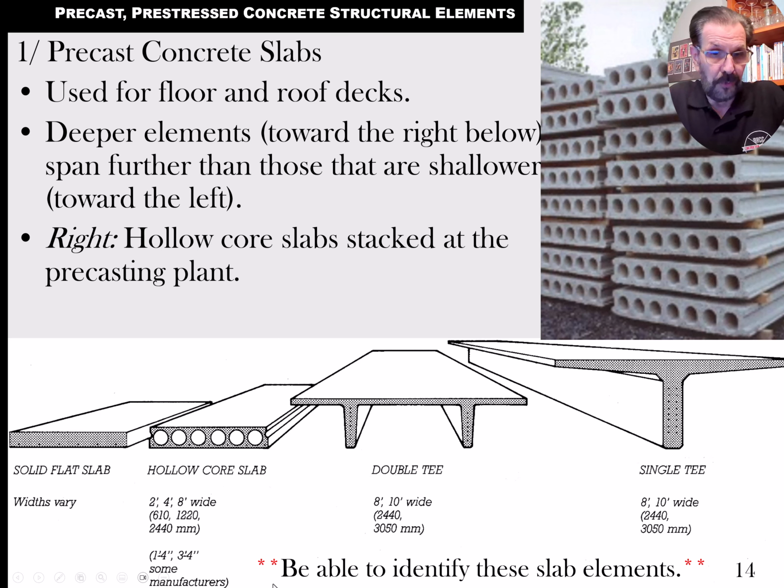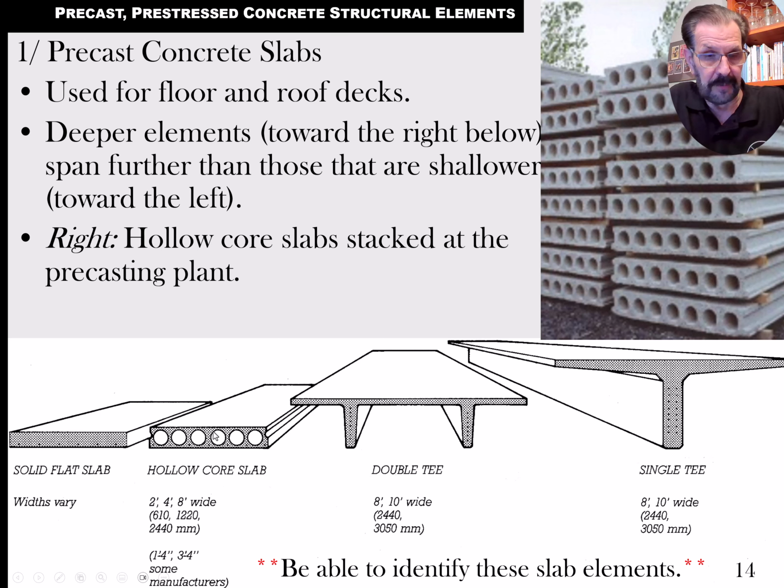As you're looking down here, we've got solid flat slabs. They're not as strong as hollow core slabs, even if they're the same thickness, because the solid flat slabs are heavier. That's solid concrete. Whereas the hollow core slabs have hollow tubes, hollow cavities, running through them basically all the way from one end to the other.